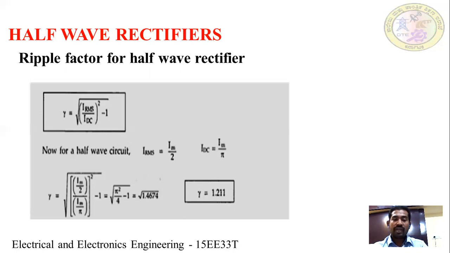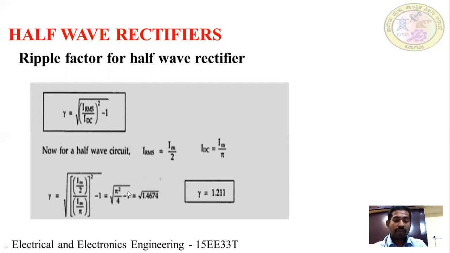The amount of AC content which is present in the output of the pulsating DC is called ripple, and mathematically we can express it by a factor called gamma, which is equal to the root of (IRMS divided by IDC) whole square minus 1. For half wave rectifier, IRMS is equal to IM by 2, IDC is equal to IM by pi.